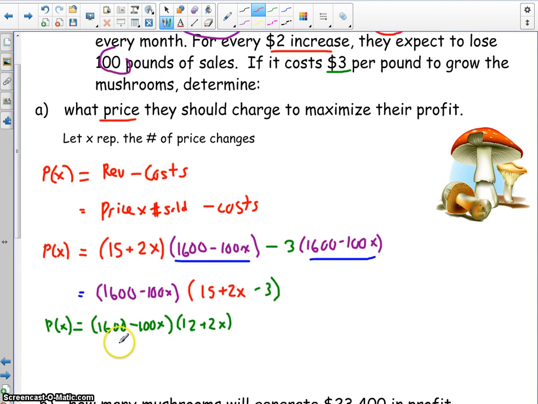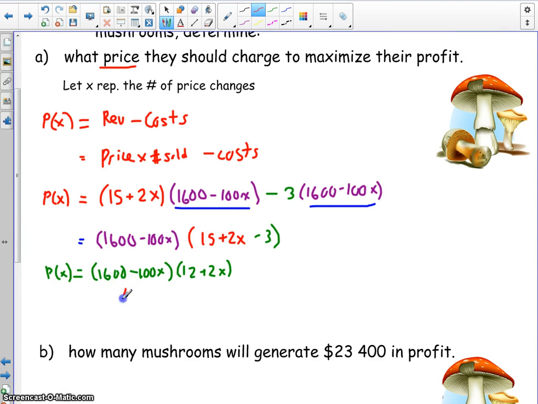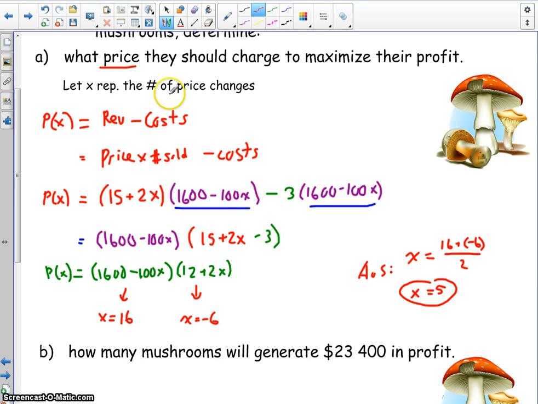Okay, so now, to find our axis of symmetry, we set the equation equal to 0 and solve for x. From here we get x equals 16 for an x-intercept. From here we get x equals negative 6. Okay, so from there we want to find our axis of symmetry. So x will be 16 plus negative 6 all over 2, so that gives me 5. And we have to be careful here. 5 is not the price, it's the number of price changes.